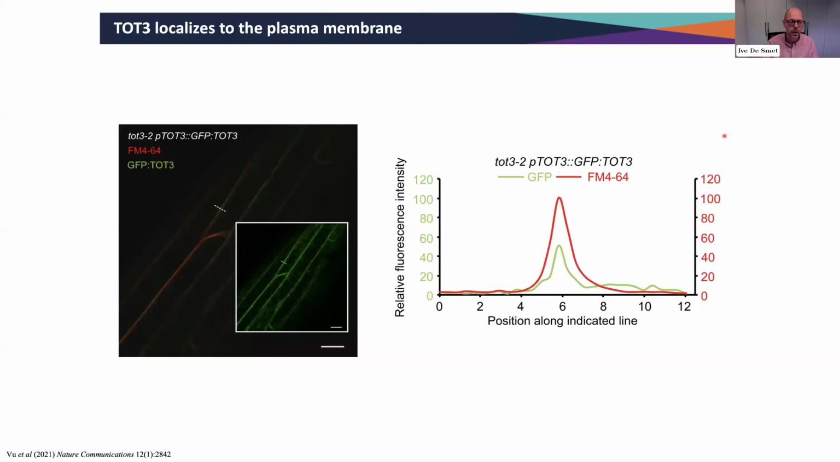So coming back to our selection criteria, where we were looking for membrane localized proteins, we indeed confirmed this, that TOT3 is localized to the membrane, as you can see here, with this translational fusion, GFP-TOT3, where the signal is nicely overlapping with this FM4-64 membrane dye, which at least shows that it's membrane associated. We didn't see any transmembrane domain, so there's probably another component that recruits this to the plasma membrane.